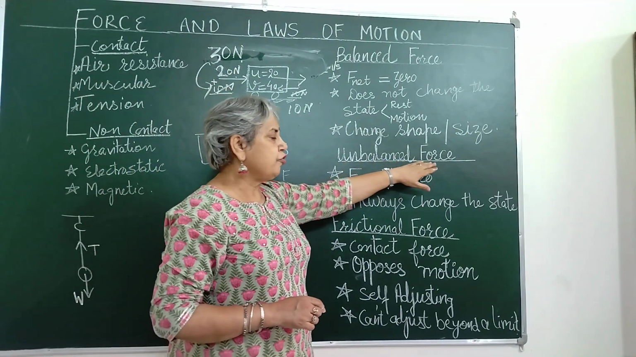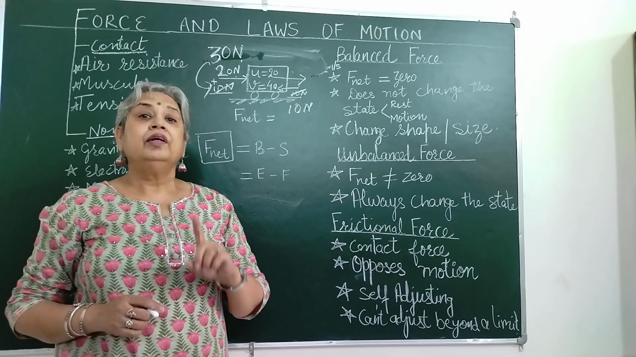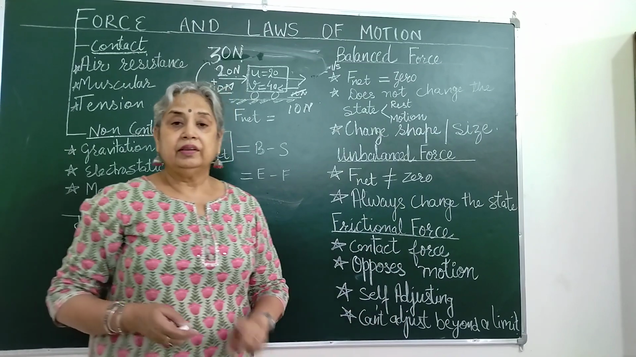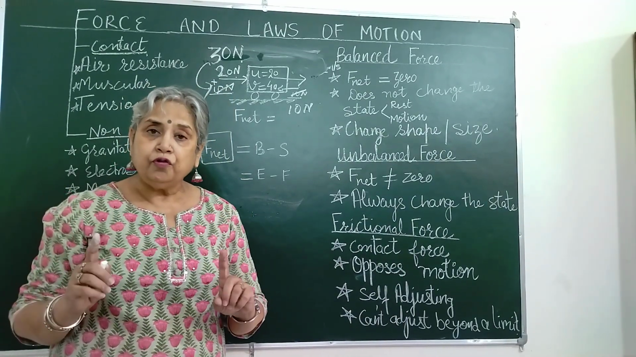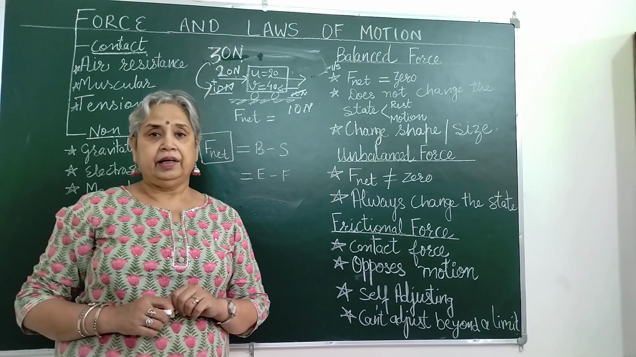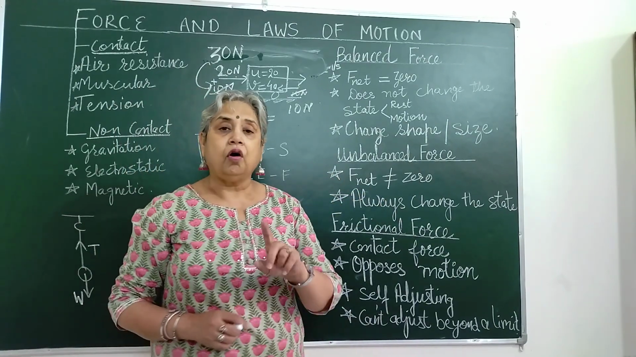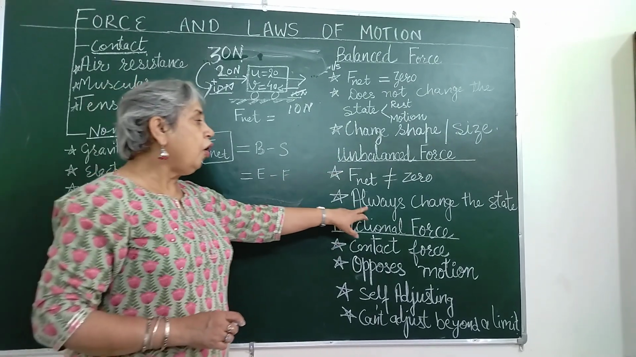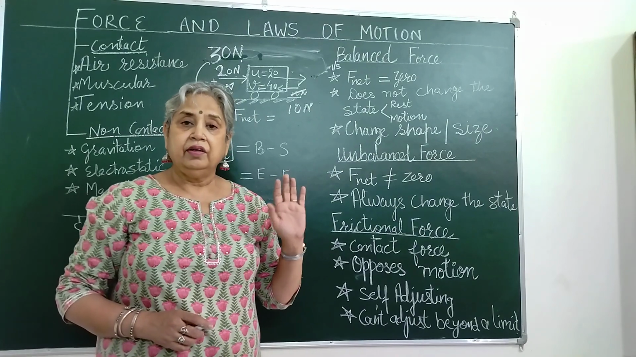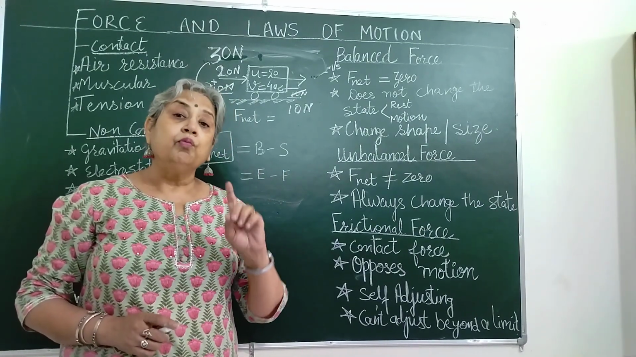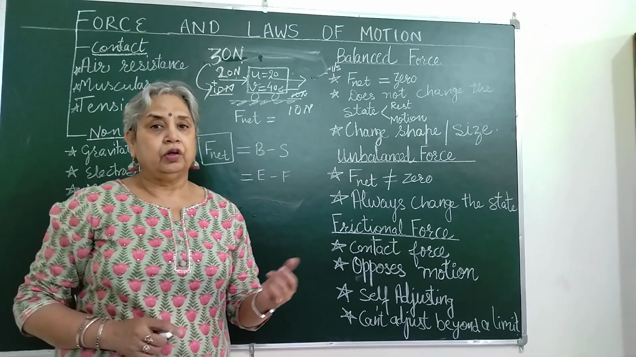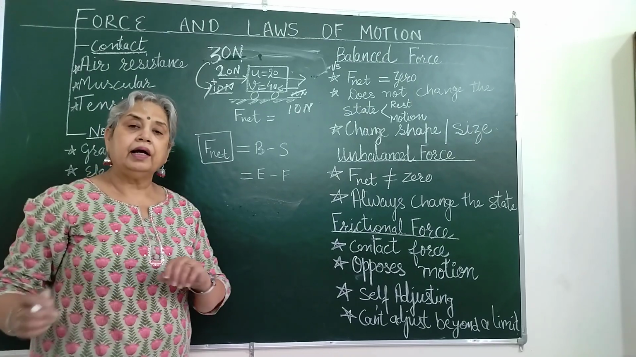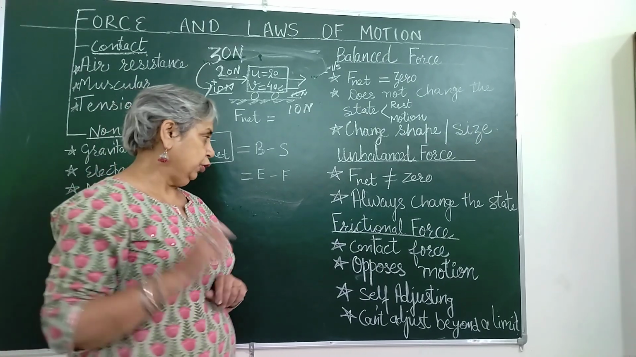So an unbalanced force is that force when the net resultant force is non-zero. That is, when two or more forces are acting on an object and the net resultant force is non-zero, forces are unbalanced. And unbalanced force always changes the state. That is, it can make a body move from rest to motion, or it can make a body stop from motion to rest, or it can help in changing the direction of motion.